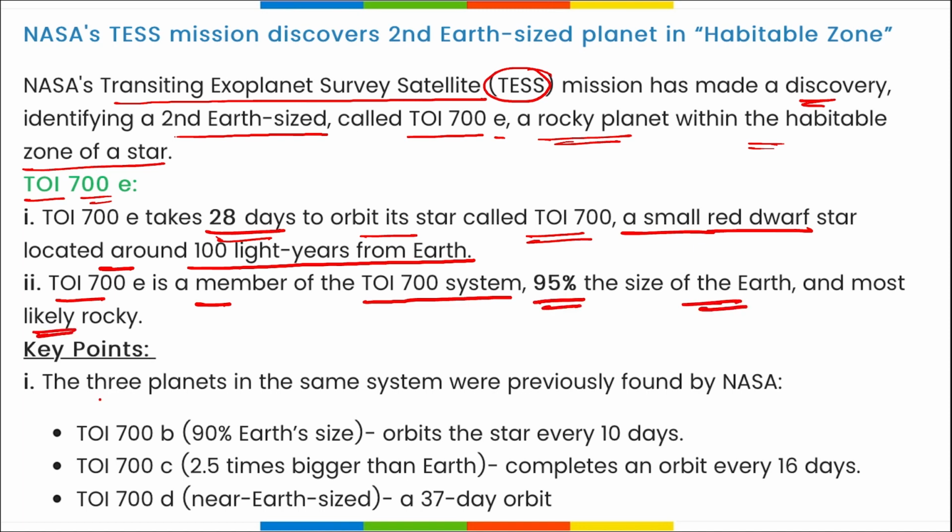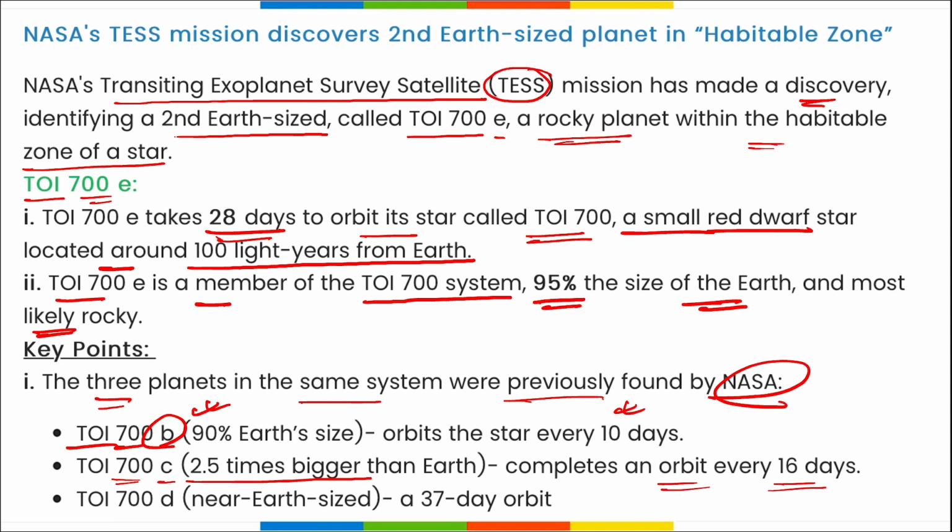There are 3 planets in the same system that were previously found by NASA. TOI 700b, that is 90% the size of the Earth, and it takes 10 days to orbit around the star. 700c, that is 2.5 times the Earth, and it completes the orbit every 16 days. And then there was 700d, that is almost the size of Earth, and that takes 37 days to orbit around the star. And now the fourth planet is 700e, that takes 28 days to orbit around the star, and it is 95% the size of the Earth.